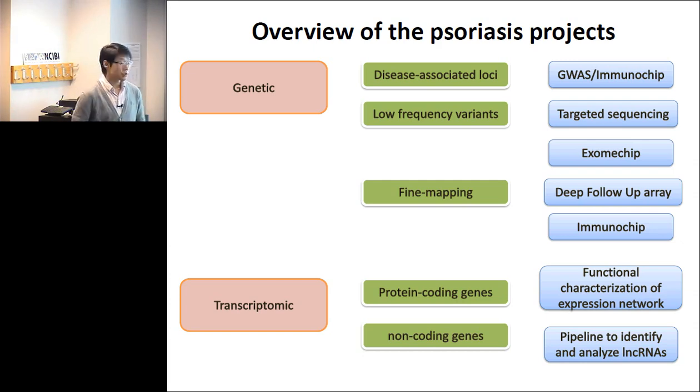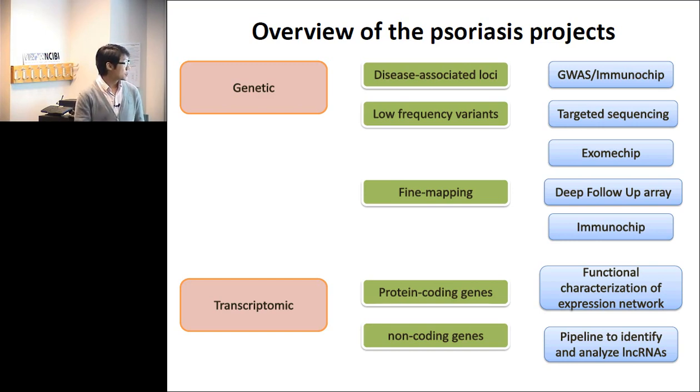But we also look at the transcriptomic scale. Some of the things that we have done: we've been using microarray and, more recently, RNA-seq to perform different co-expression analyses, identifying co-expressed modules that differ between psoriatic skin and normal skin. And we try to functionally characterize them by using functional annotations, as well as different cell type specific signatures.